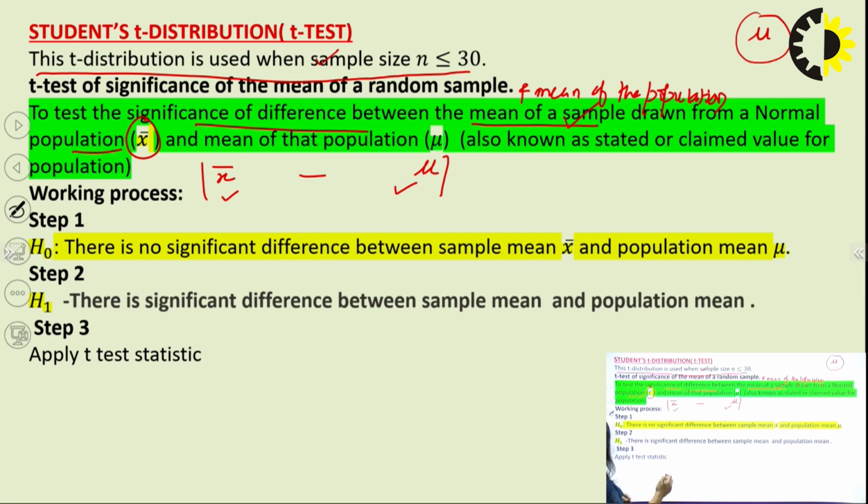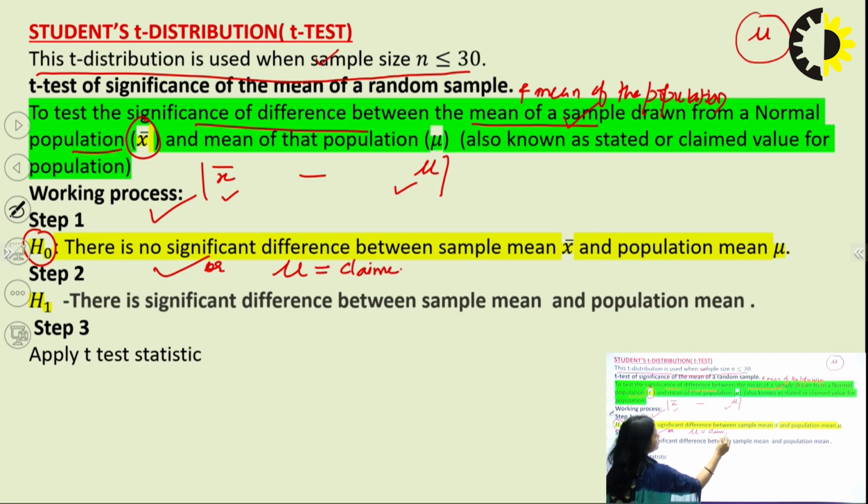Okay, now the working procedure for the test I am going to apply. For this type of problem, when we are comparing the mean of a sample and a population, we always apply the t-test. Now step 1: first of all, we will set a null hypothesis, and the null hypothesis is the statement of no difference, meaning no significant difference between the sample mean and the population mean, or you can say the population claimed value is true.